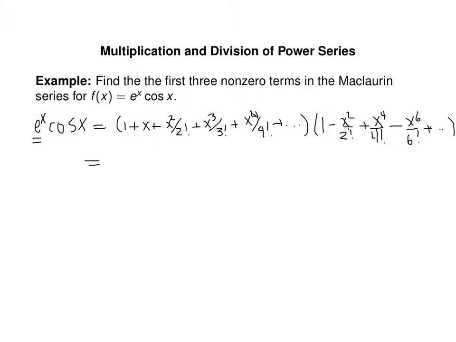Alright, now first I'm going to distribute the 1. So if I do the 1 times the 1, I'll have 1. And I'm going to leave some space here, like a space for the x's, minus x squared over 2 factorial plus x to the 4th over 4 factorial, and then minus x to the 6th over 6 factorial. So that's the 1.